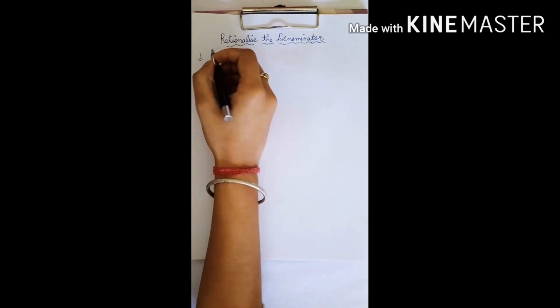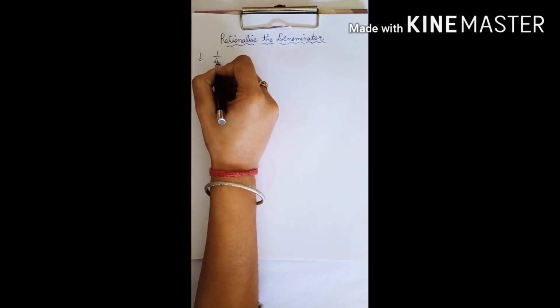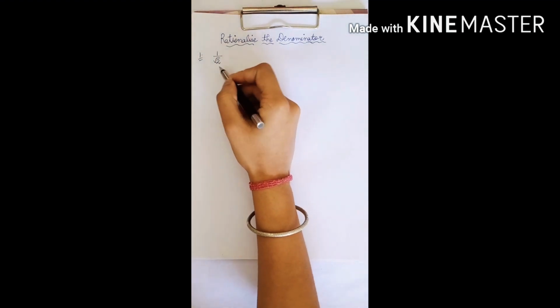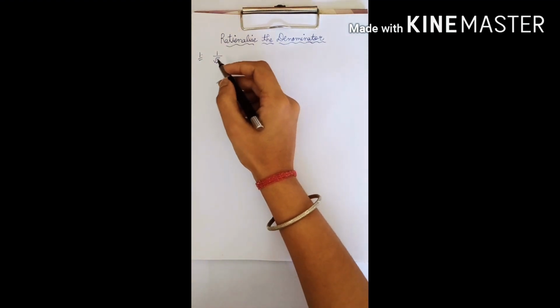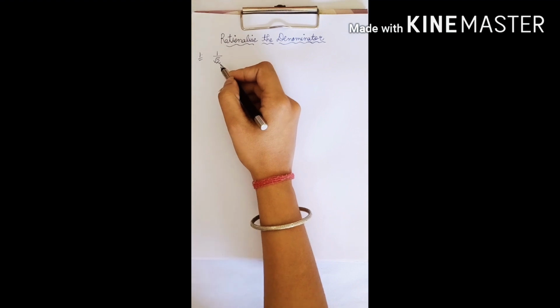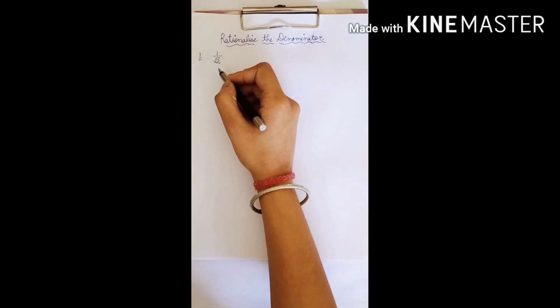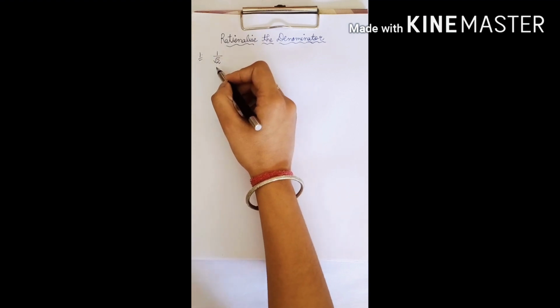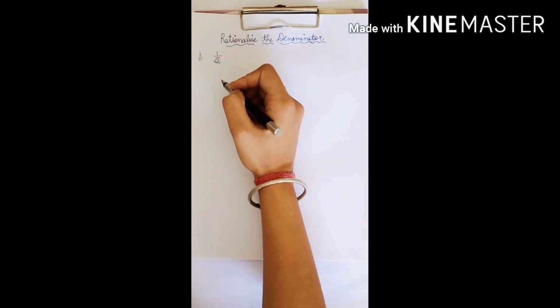First example I am taking is 1 by root 2. Now, what is the motive of rationalizing the denominator? As you can see, the denominator is an irrational number. We rationalize the denominator to make it a rational number, or we can say, to eliminate the square root in the denominator, we rationalize it.